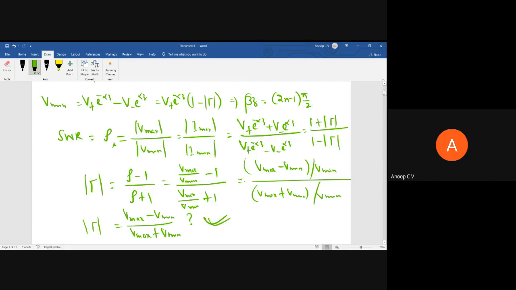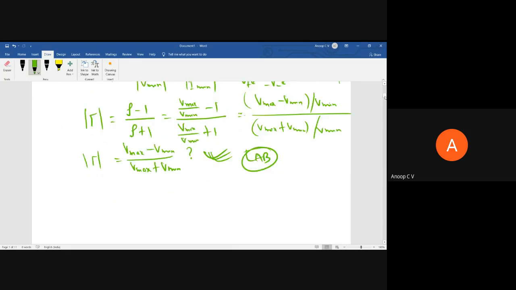So this is also a very important result. You will be using it in your lab, right? This is what you will be observing. So basically what you can directly observe in your lab is the standing wave pattern.